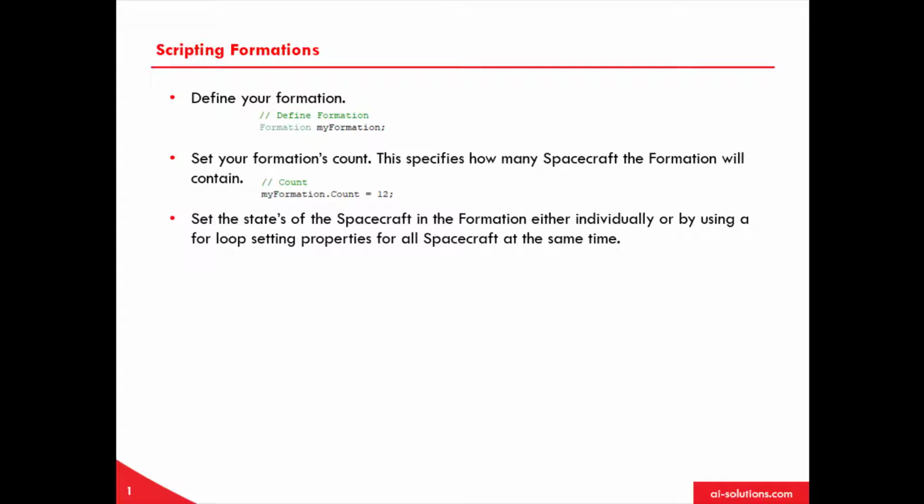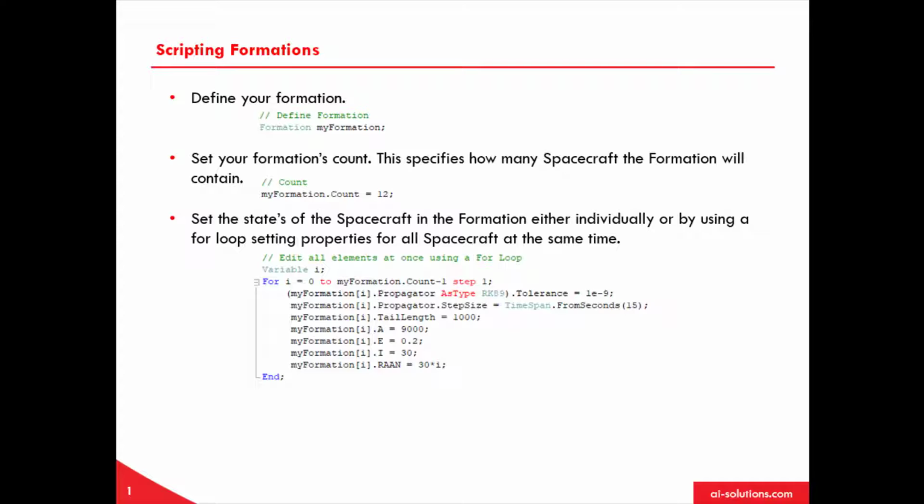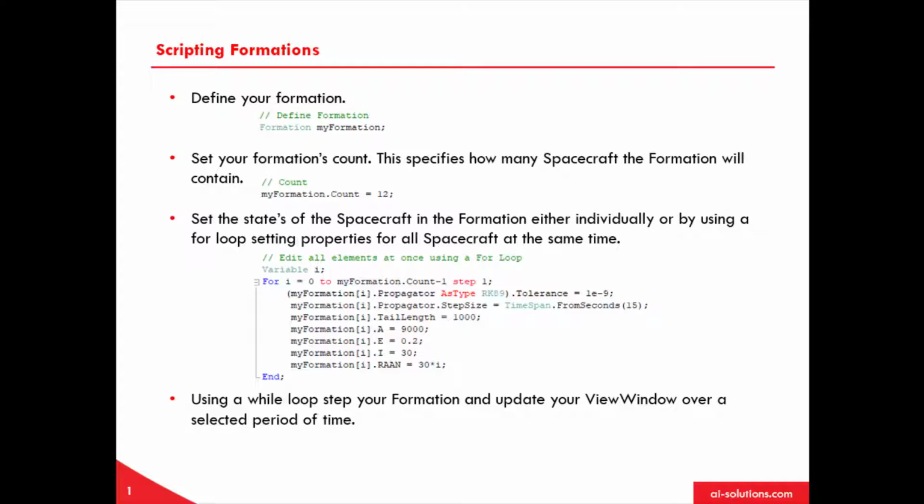Next, set your spacecraft states. You can set the states of the formation either individually or through a for loop setting parameters for all spacecraft at one time. When setting the formation using a for loop, make sure to use the syntax myFormation.count-1 when stepping because FreeFlyer is zero indexed. Finally, using a while loop, step your formation and update your view window over a selected period of time.